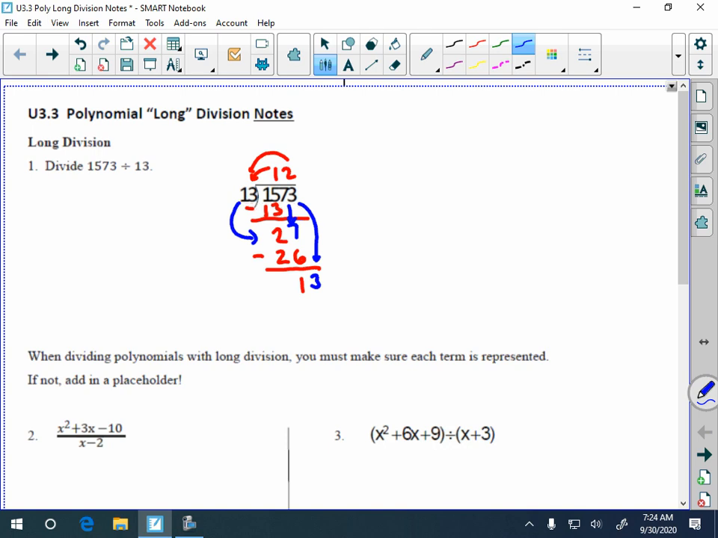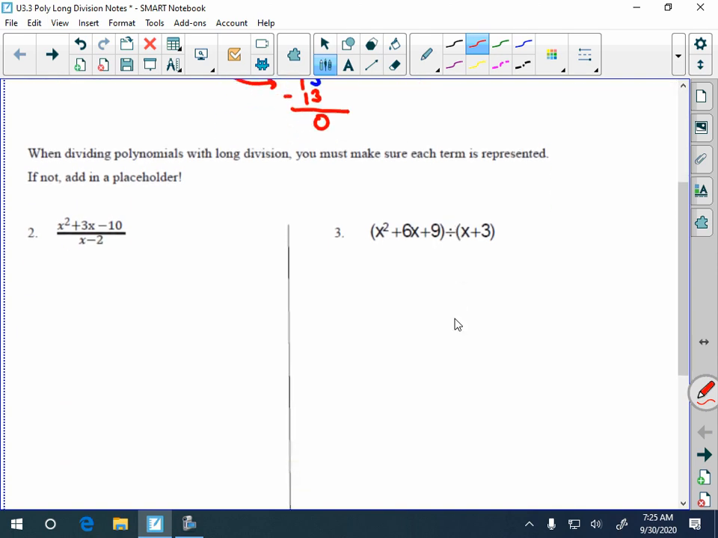All right, and then we're looking at how many times 13 goes into 13. Well, it goes into it 1 time. Then we multiply 1 times 13. It's 13. Draw a line, subtract, and we get 0. Because it's 0, that's our remainder. Okay, so we have a remainder of 0. That means that 1,573 divided by 13 is equal to 121 with no remainder. All right, so now we can use those same steps with polynomials.